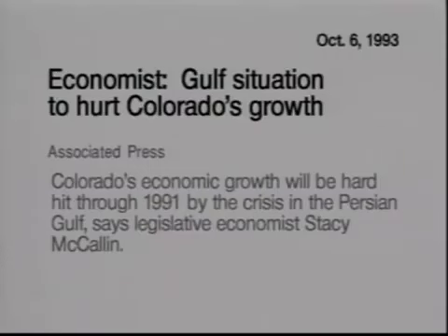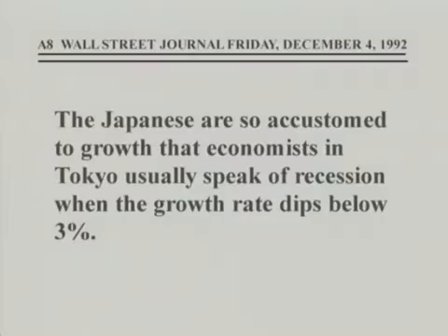We had Americans being killed in the Gulf War. What's this person worried about? He doesn't care about people. He doesn't care about people being killed. All he's worried about is, oh, the Gulf situation may hurt Colorado's growth. Now, this incredible addiction is not limited to the United States. The Wall Street Journal tells us that the Japanese are so accustomed to growth that economists in Tokyo usually speak of a recession as any time the growth rate dips below 3% per year. So what do we do?